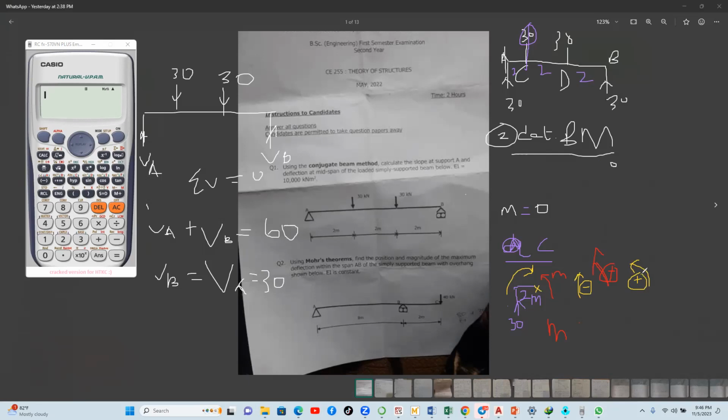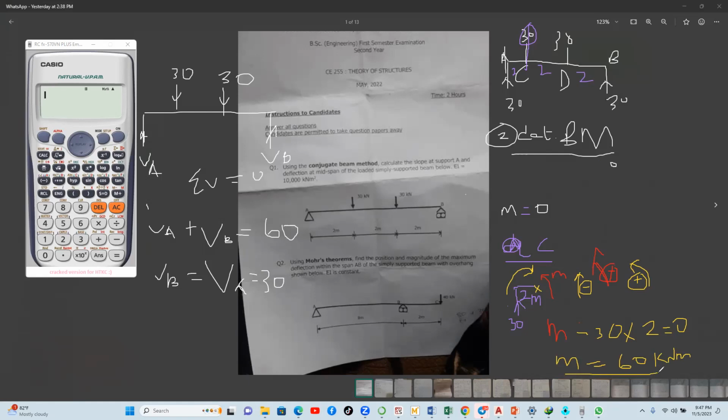Very good. So M is going to be minus, because this direction, the 30 kilonewton load direction, is against my chosen convention. So M minus 30 times 2, and that's all. So I sum everything to 0. So what is my M? My M is going to turn out as 60 kilonewton meter. Very good.